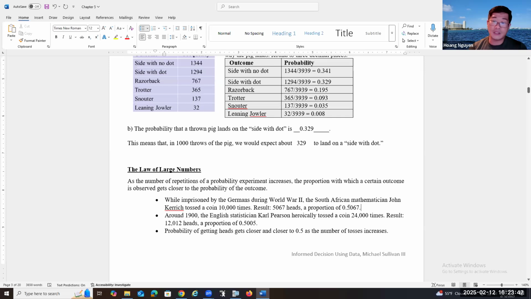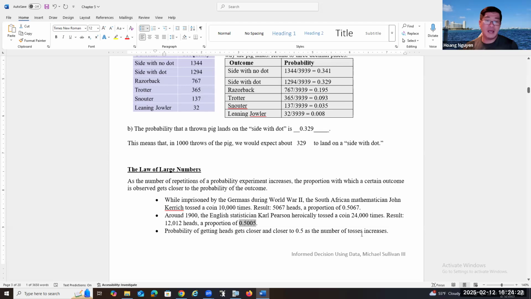That's how we got 0.5067. Now, around 1900, an English statistician tossed a coin 24,000 times and got 12,012 heads. So we take the 12,012 heads divided by the number of repetitions of the experiment, 24,000. So the probability of heads is 0.5005. Based on these experiments, we can say that the probability of getting a head gets closer to 0.5 as the number of tosses increases.